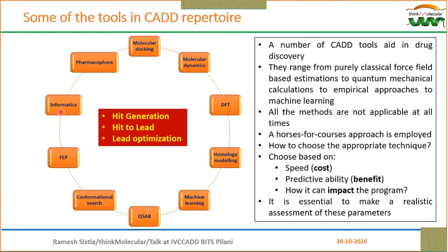Then there are a lot of informatics configurations, involving both mathematics and informatics. Then you could always think of your compound as a pharmacophore, look at one of the common pharmacophores for a given target, and then try to make molecules satisfy those features. So these are the number of tools that are available in our repertoire.